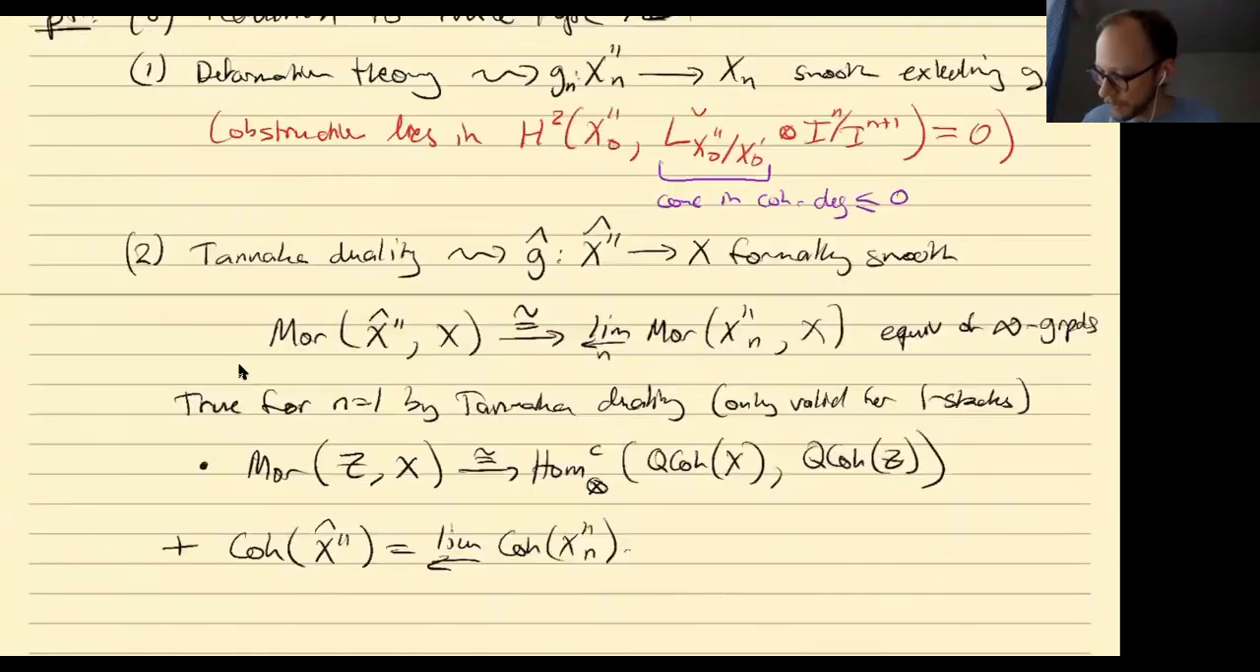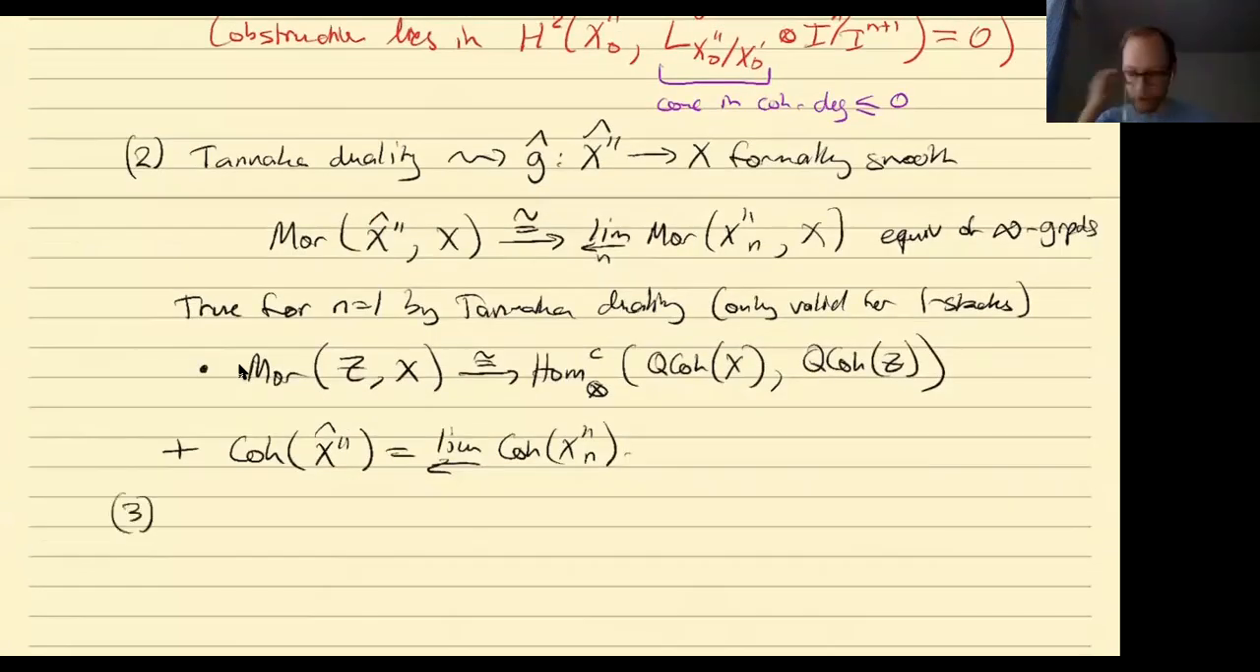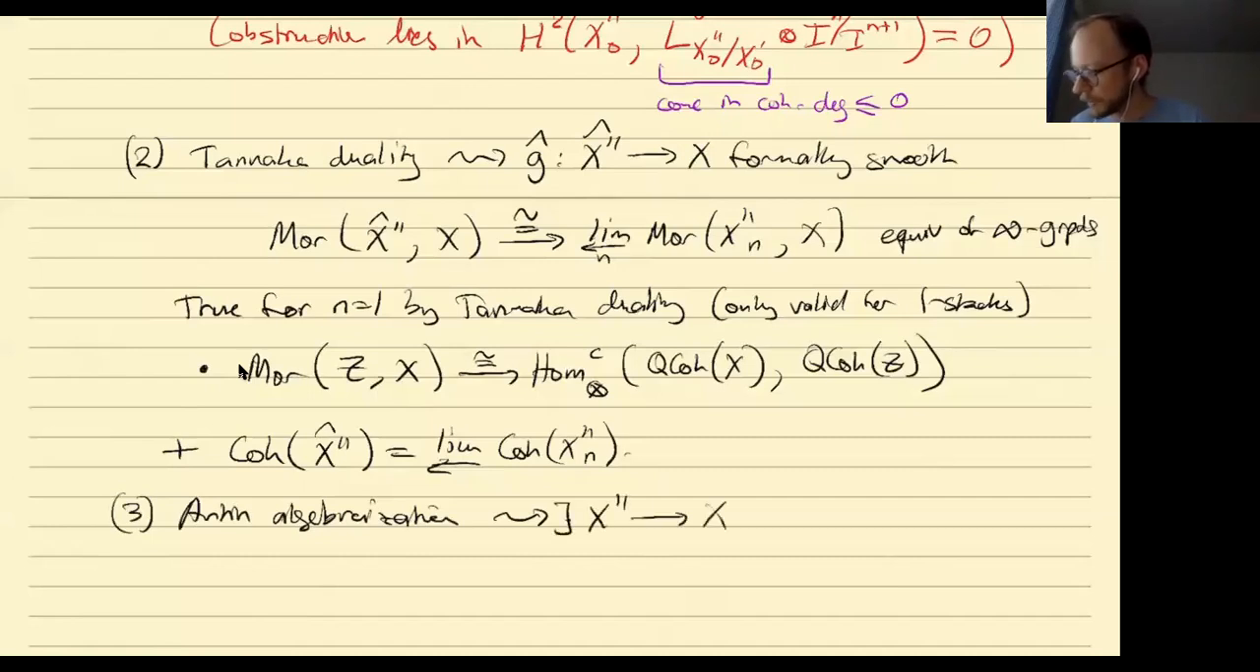Let me just write down the third step here. The last step is now to use Artin algebraization to get from the formal case to the algebraic case. So I can approximate this formally smooth solution by an honestly smooth thing, still keeping this affine.